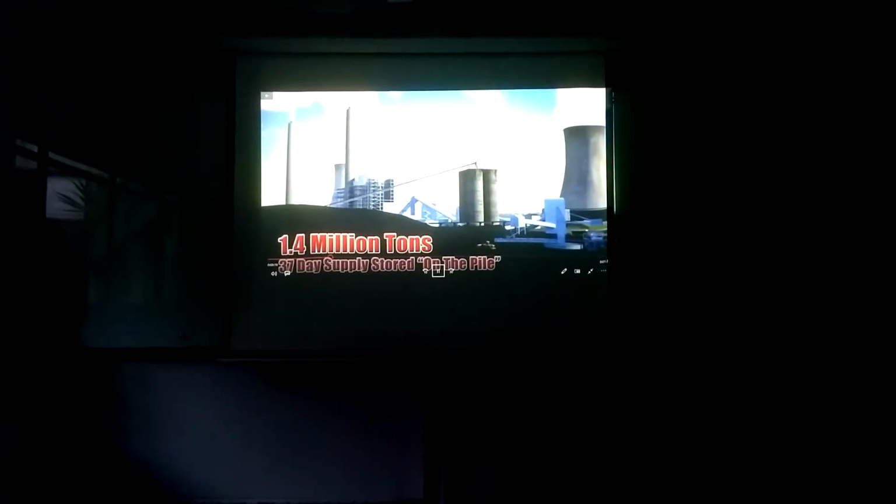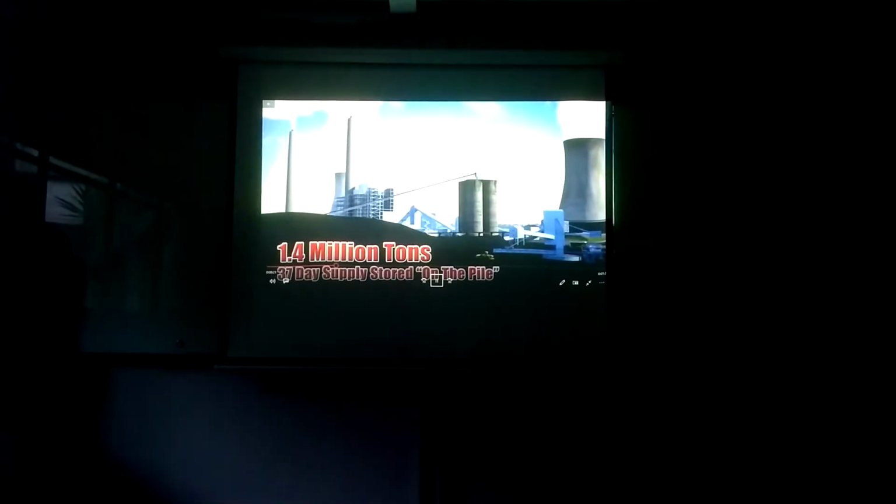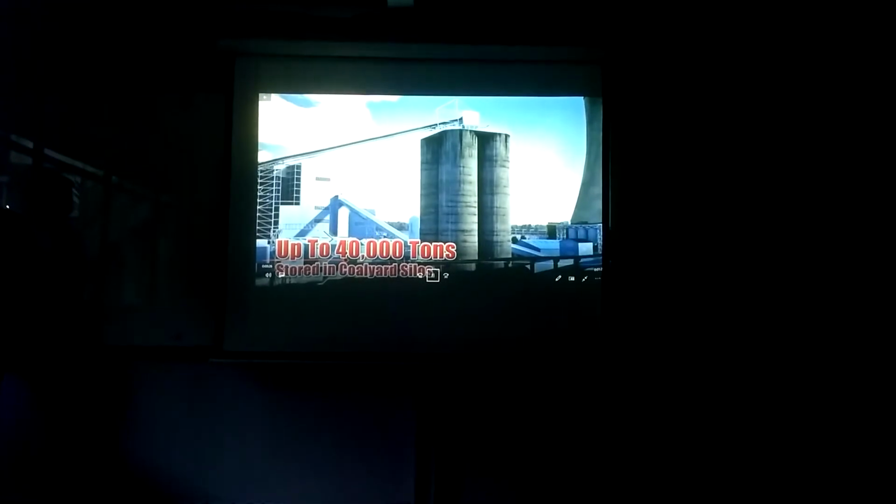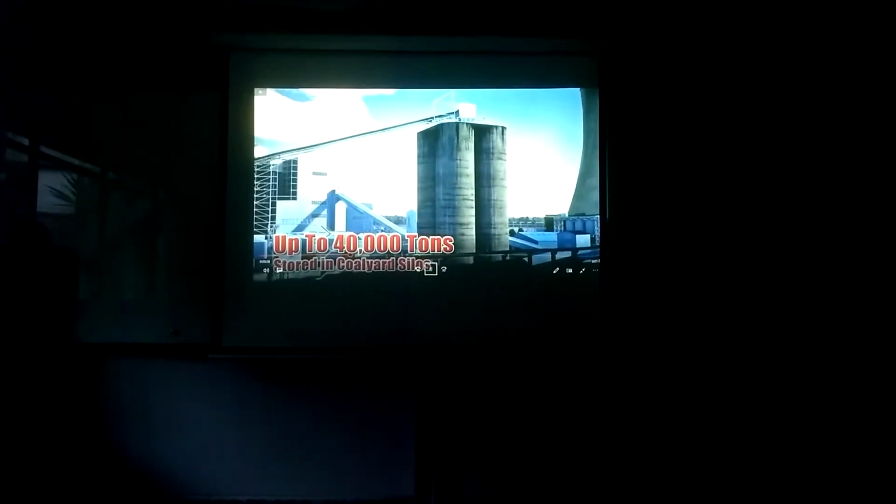We try to keep a 37-day supply of coal, about 1.4 million tons, on the pile in our coal yard, and up to 40,000 tons in silos. Since we burn as much as 38,000 tons of coal in a 24-hour period, we need to ensure we have a substantial amount on hand.